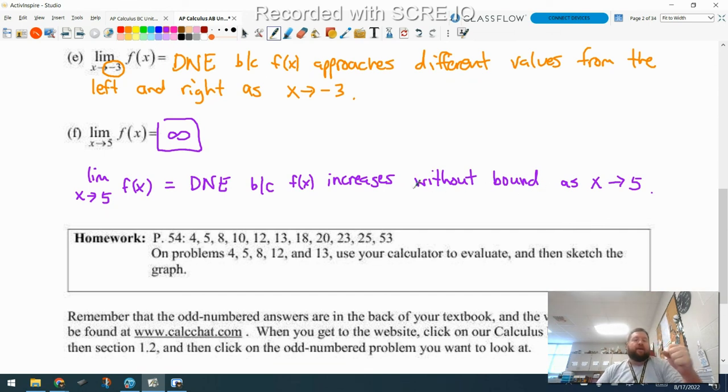Without bound means it's going to infinity. It's not bounded by a value. So that's another version of does not exist. I'm going to put in parentheses here: anytime you have unbounded behavior, your limit does not exist. Now, writing that this equals infinity tells you that already. It tells you it's unbounded because infinity is unbounded, and we know that means it does not exist as well.